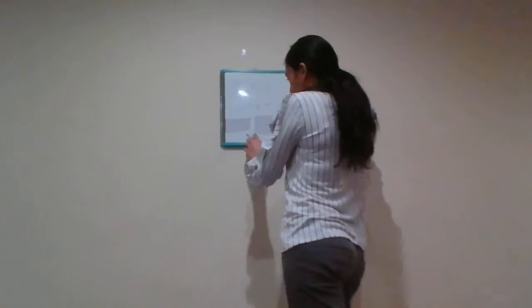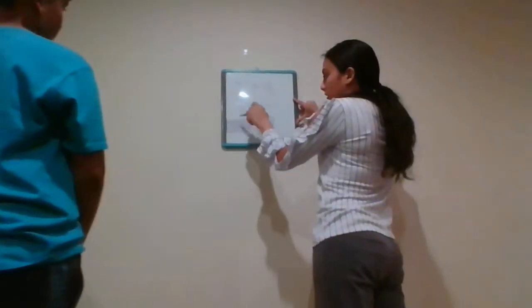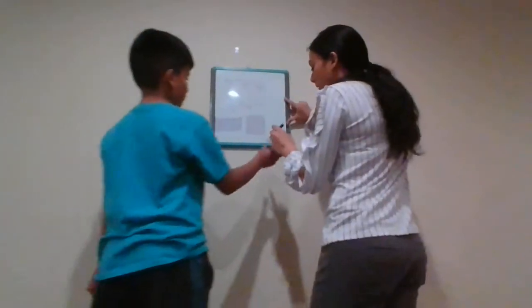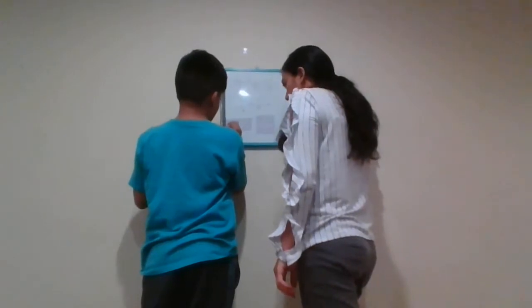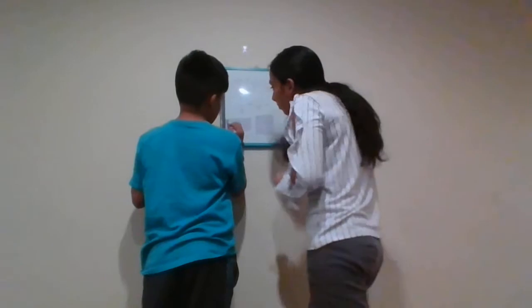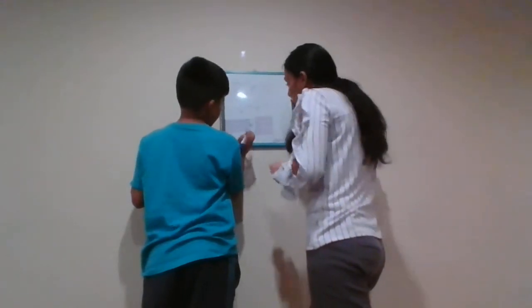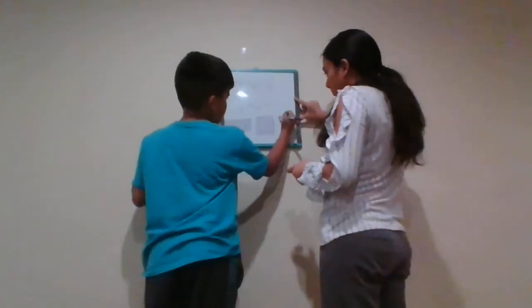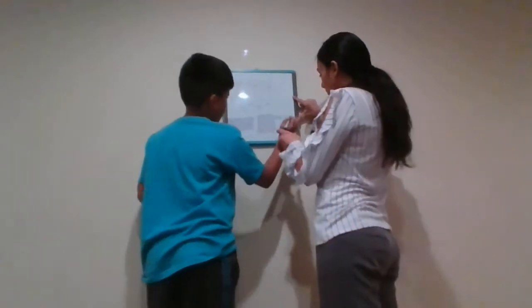So what did we just do? How will we figure out how many pieces are in here? 1, 2, 3, 4, 5, 6, 7, 8, 9, and then 1, 2, 3, 4, 5, 6, so 9 times 6 equals 54.